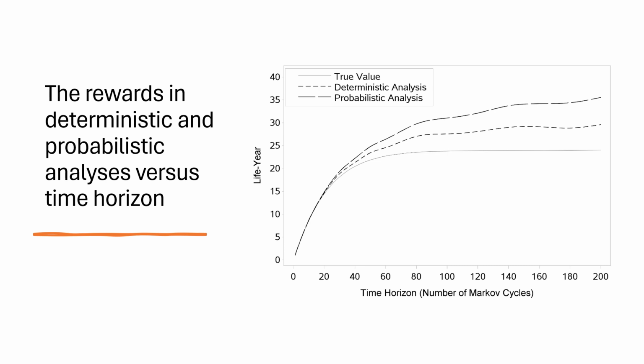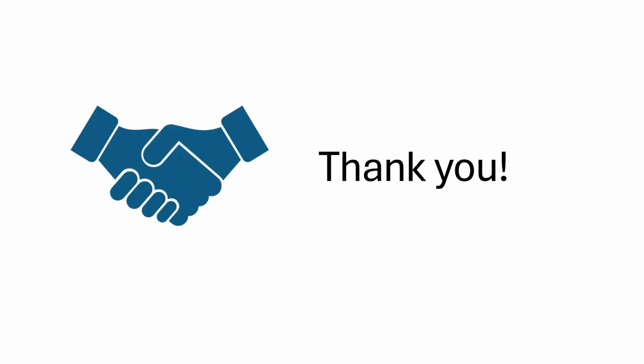Given a time horizon of 20 cycles, the biases from the deterministic and probabilistic analyses were 0.19 and 0.38, respectively. Given 50 cycles, the biases were 1.57 and 2.91, respectively, and given 100 cycles, the biases were 3.73 and 7.21, respectively. In summary, when the evidence is weak, a Markov model run over the long term is often associated with large bias and overestimates the reward. Thank you.